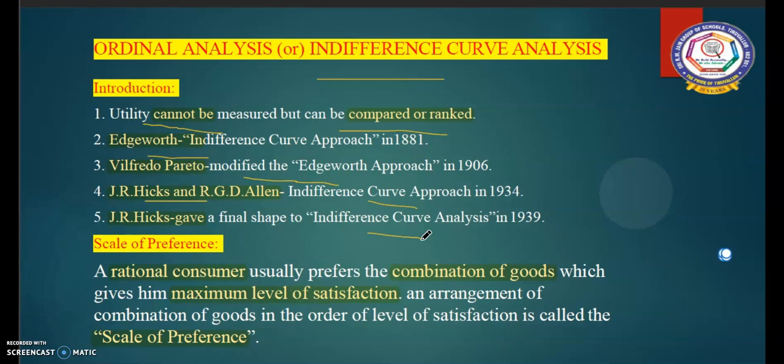Now, this theory is based on scale of preference. So, what is meant by scale of preference? A rational, intelligent consumer usually prefers the combination of goods which gives him maximum level of satisfaction. So, he will decide to purchase any two combination of goods through which he will attain maximum level of satisfaction. So, an arrangement of combination of goods in the order of level of satisfaction is called the scale of preference.